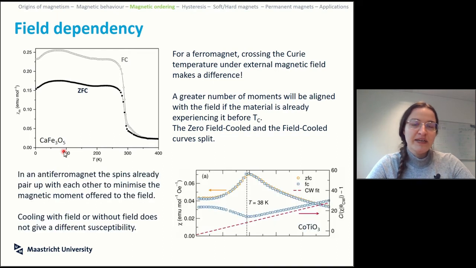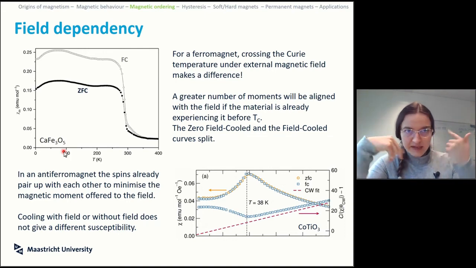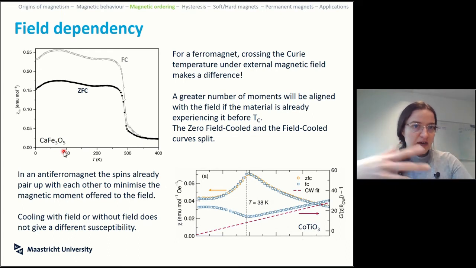When you do it with an antiferromagnet, instead, there is zero reason why field cooled or zero field cooled would make any difference, because the material is anti-aligned, so it doesn't matter how much field you put on, there will always be an anti-alignment that cancels out the internal magnetic moment. So there is literally no reason to see a difference, and that's exactly what happens.